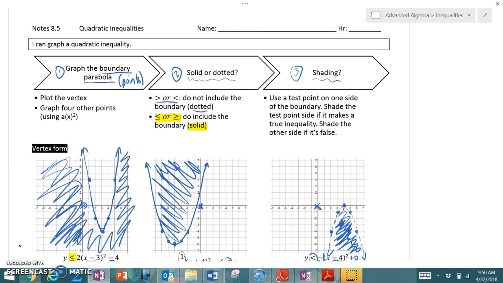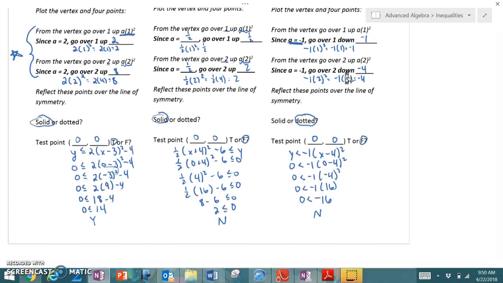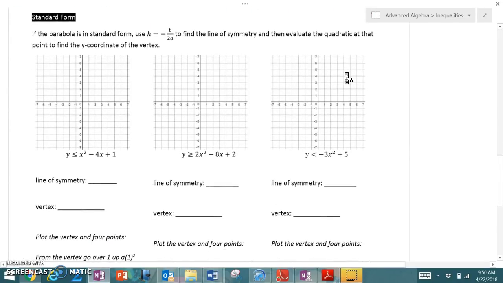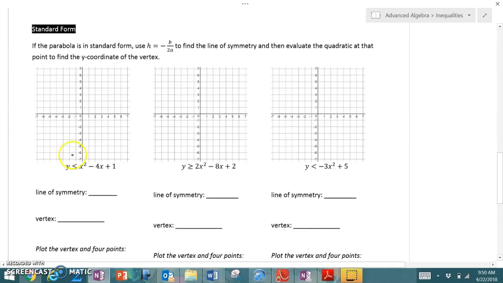c. So we're still going to find those 5 points to graph, we're still going to decide if it's solid or dotted, and we're still going to decide where to shade based on that test point. The difference is how we figure out our very first point. So flip to the back side of your note sheet, and again, standard form will look like what you see at the bottom of this first graph, like x squared minus 4x plus 1, and we still need to be able to find the vertex.